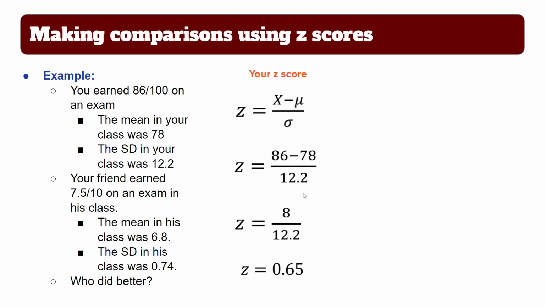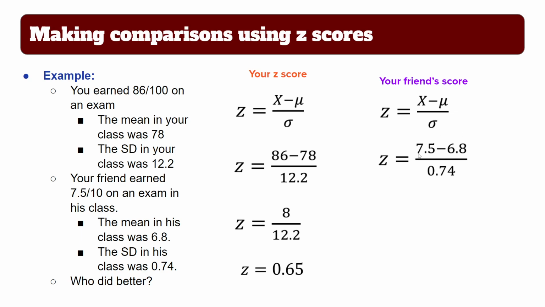Same thing, we want to go ahead and find a z-score for your friend. So z is equal to x minus mu divided by standard deviation again. His individual score was 7.5. His mean was 6.8 in his class, and the standard deviation in his class was 0.74. So that would be simplified into 0.7 divided by 0.74, and you would get a rounded z-score of about 0.95.